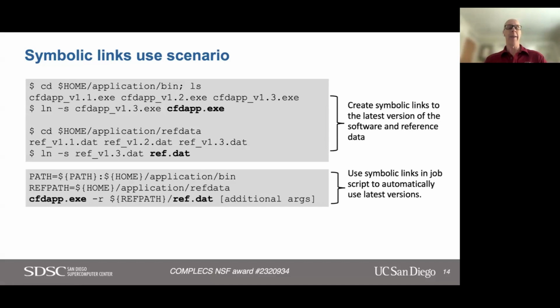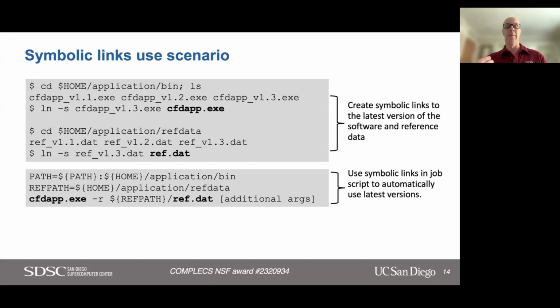So let's say that I have an application. I'm looking in my home directory, home/application/bin, and I do an ls. And let's say I have three versions of an executable file. This is, let's say, a CFD application. And we label them _v1.1, 1.2, and 1.3. I could also create a symbolic link now, ln -s, that's going to point to version 1.3.exe, and I'll call this symbolic link cfd_app.exe.